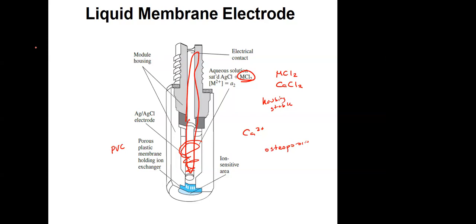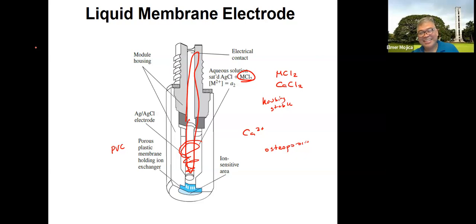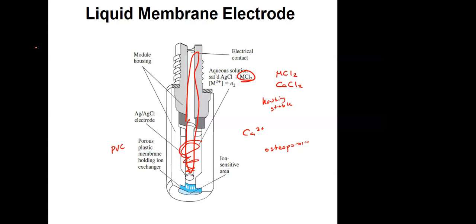Yung sa commercial po, nagde-degrade yung bones ng tao. Natutunan nyo na talaga sa commercial. Deficiency of calcium 2 plus membranes.